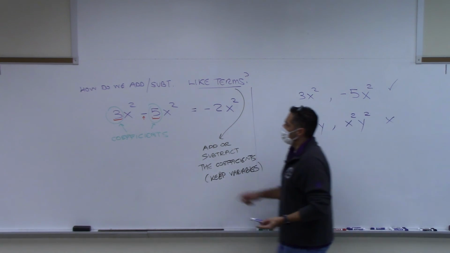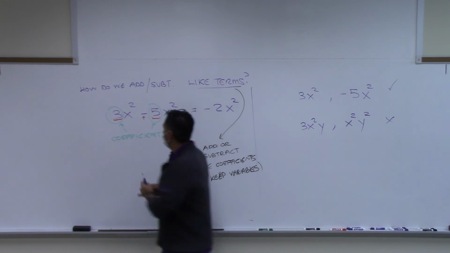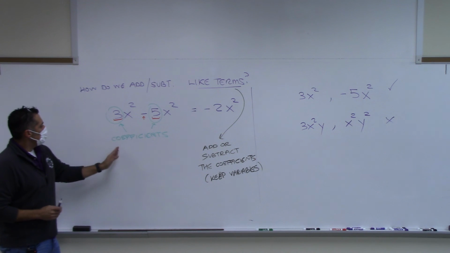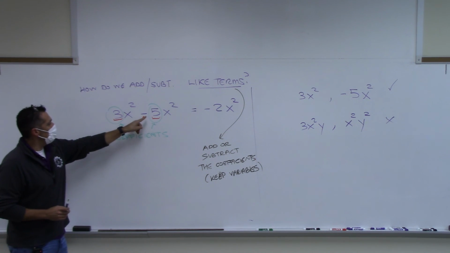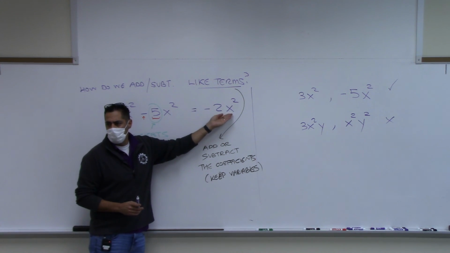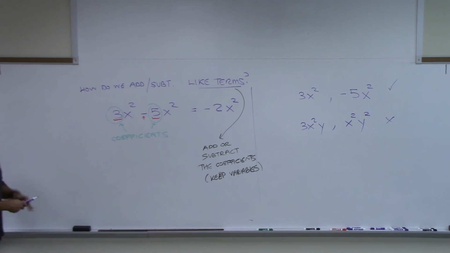Right, so that's what I did here. I was trying to add or subtract two like terms. So all I did was in this case, subtracted the two coefficients, got negative 2, and then I just kept the variable. I realize a lot of you know how to do that. I want to make sure we're all on the same page here. Any questions?